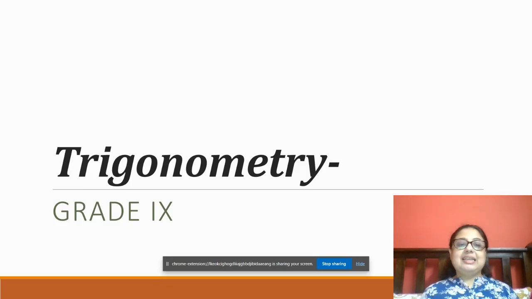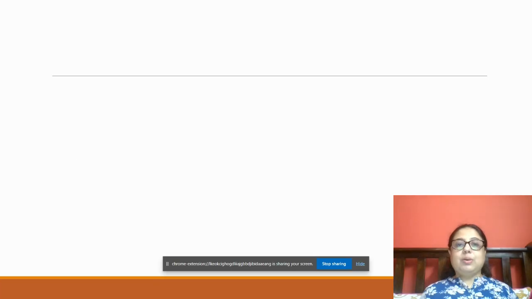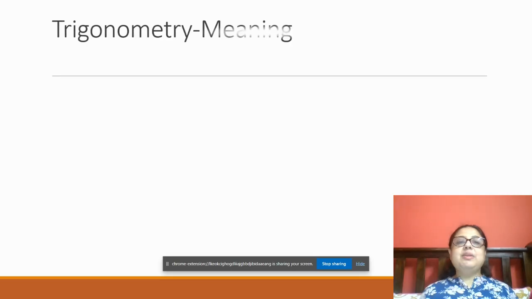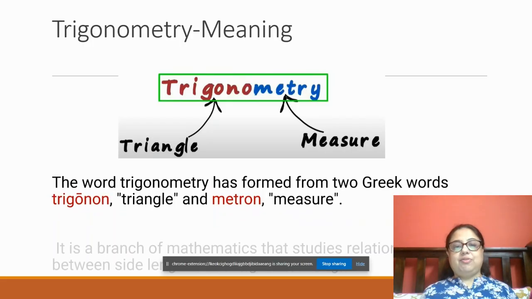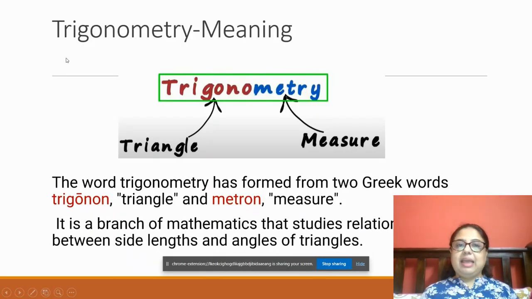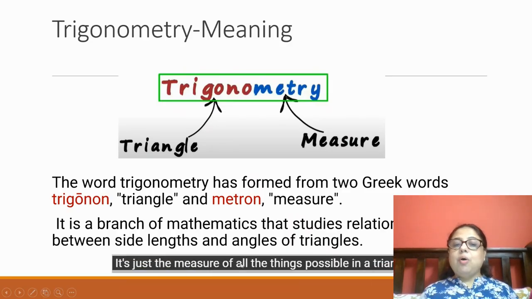Before starting this topic, we should know the meaning of this word. Trigonometry has originated from the Greek words trigonon and metron. Trigonon means triangle and metron means measurement or measure. So here we will deal with the measurements of sides and angles, and we will consider all the measurements of all things possible in triangles.